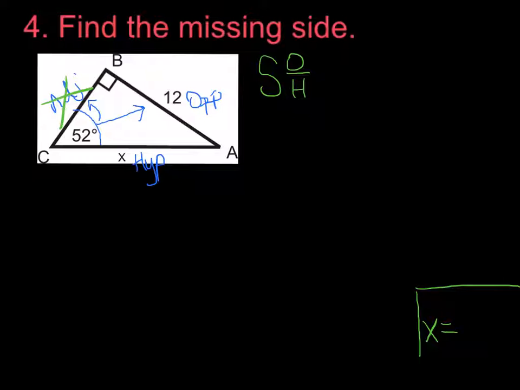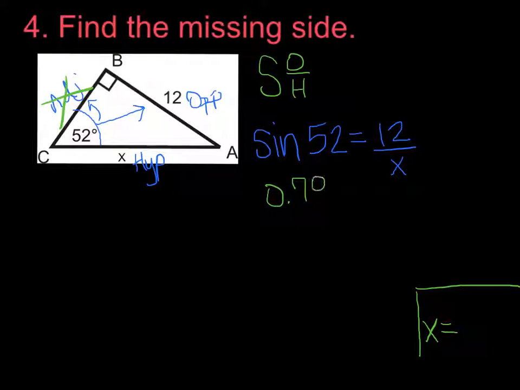So let's go ahead and set up our trig equation. So we're going to use sine of our degree, 52, is equal to opposite, which is 12, over hypotenuse, which is x. Okay, remember we use our calculator. We figure out sine of 52 equals, and I get 0.7880 is equal to 12 over x.